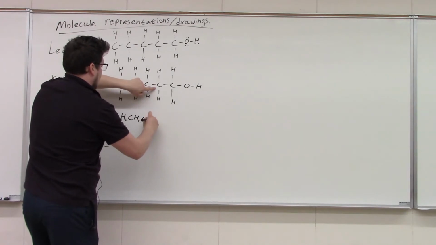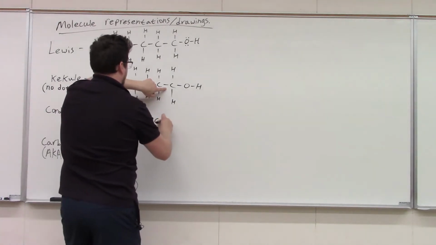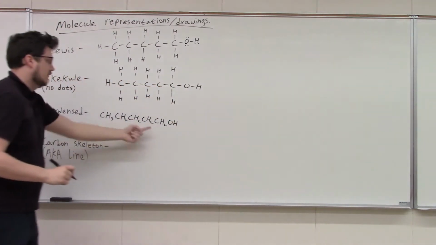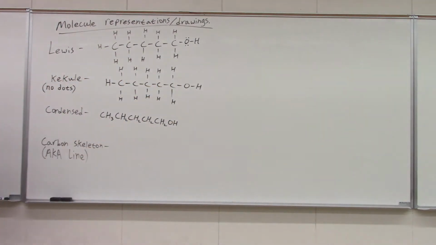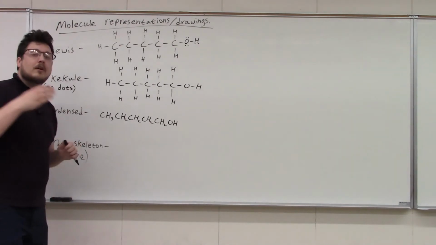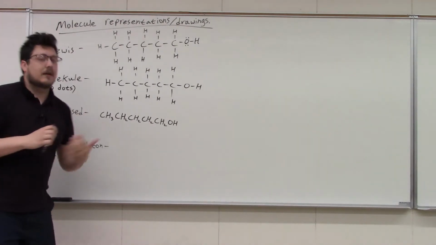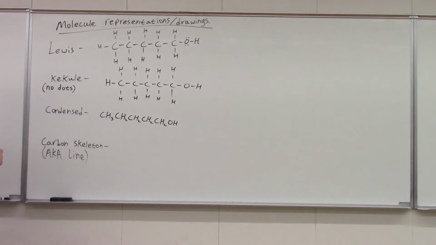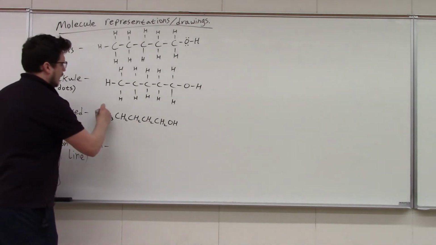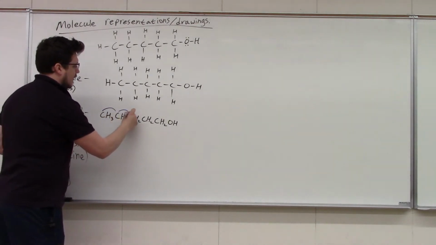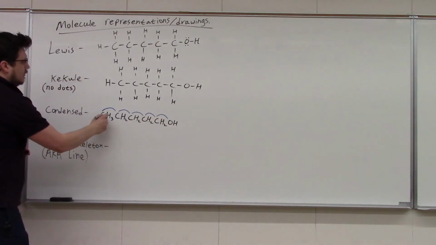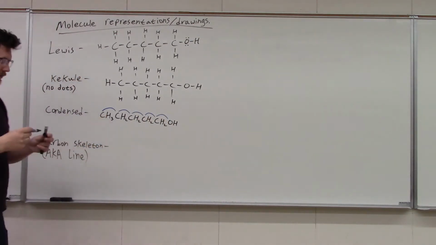CH2, CH2, and then an O with an H. That's our chain. So that's our condensed formula. So it goes carbon by carbon. We are implying something. The less we have to write, the more we are implying. And what we are implying is that there is a bond that goes from this carbon, and then this carbon bonds to that one, and so on and so forth. And then these hydrogens are all bound to the previous carbon listed.